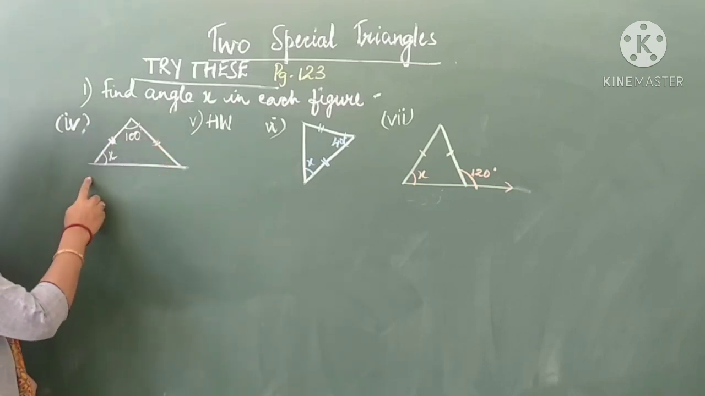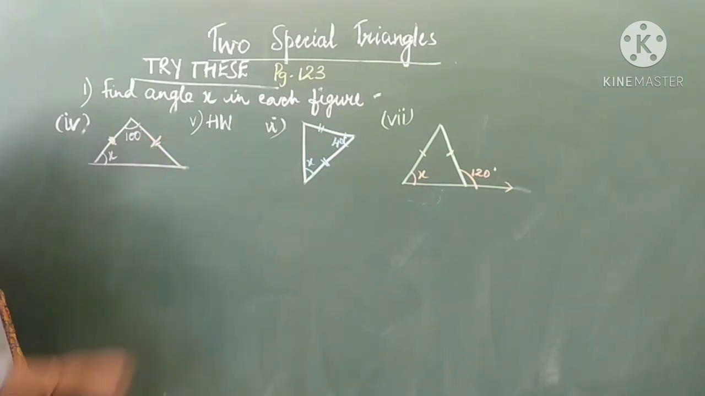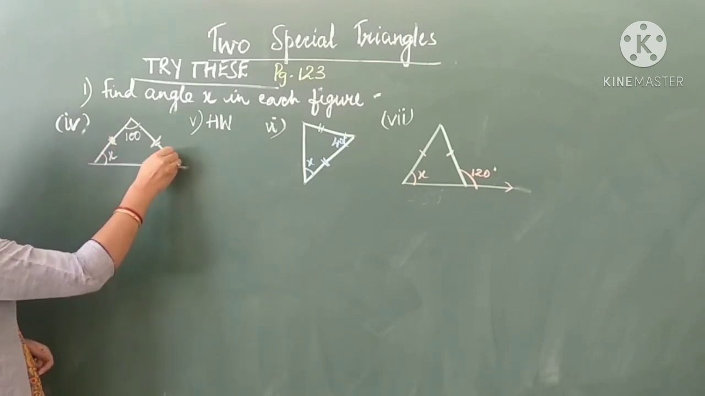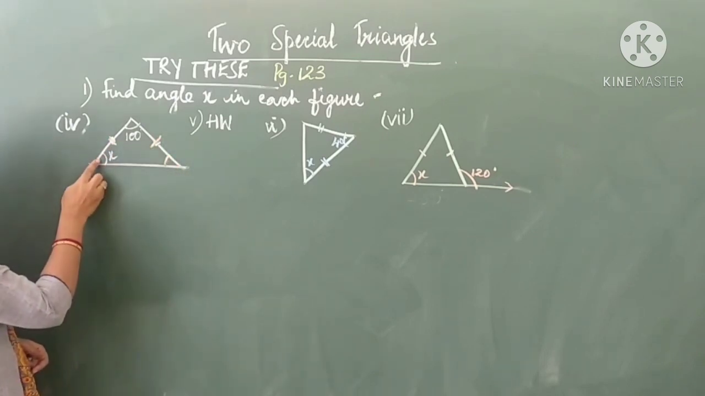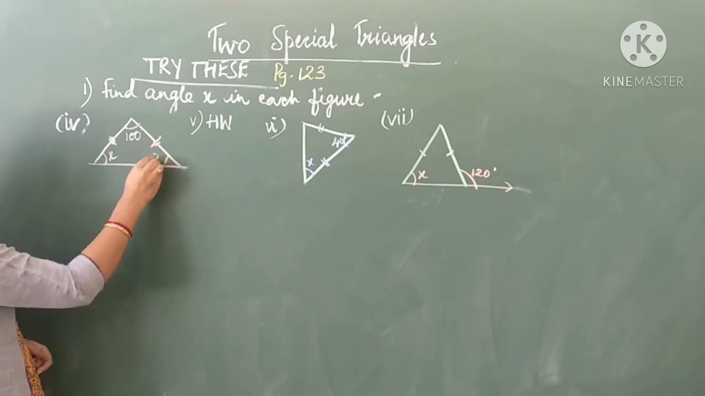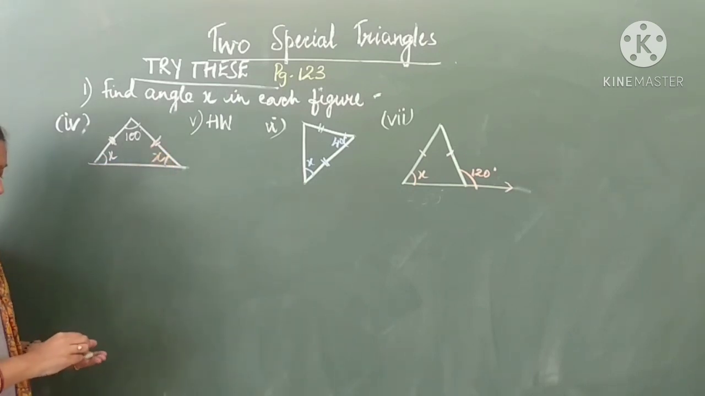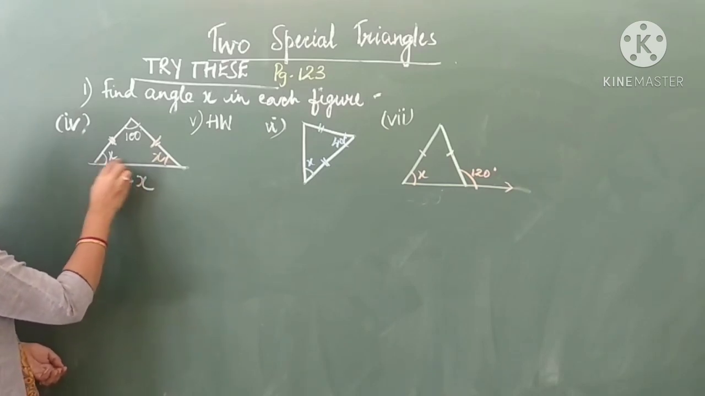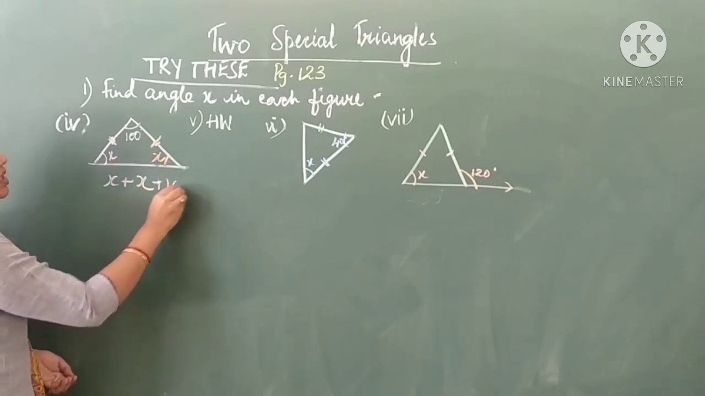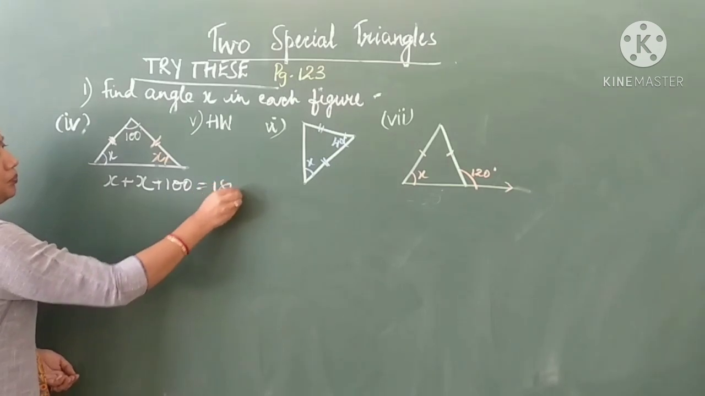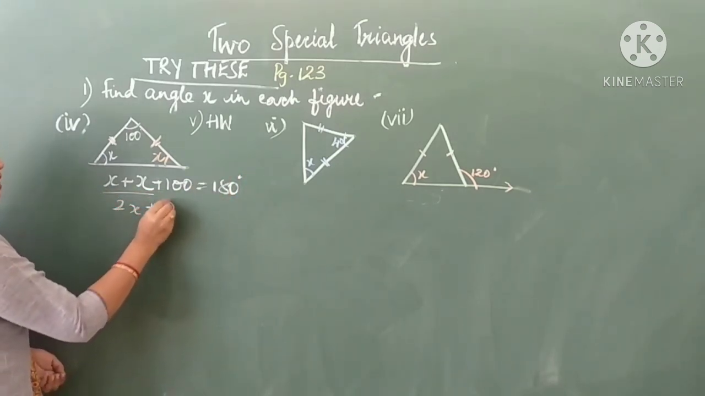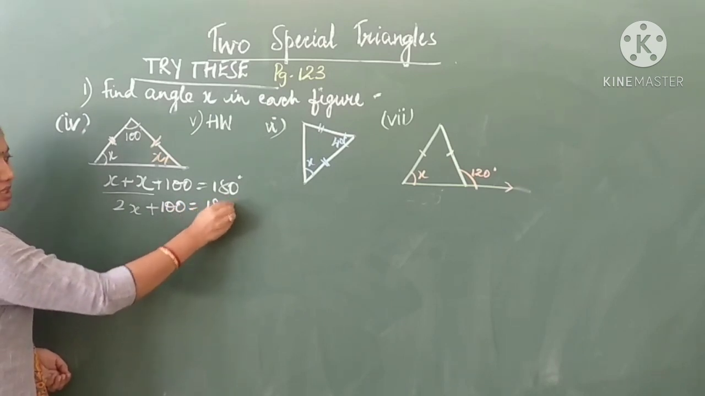This is the figure. You can see these two sides are equal. Hence, which two angles are equal? Angle opposite to this side and angle opposite to this side are equal. It means if this is x, this will also be x. Now in a triangle, the sum of the angles, that is x, x and 100, must be equal to 180 degrees. So x plus x is 2x plus 100 is equal to 180 degrees.